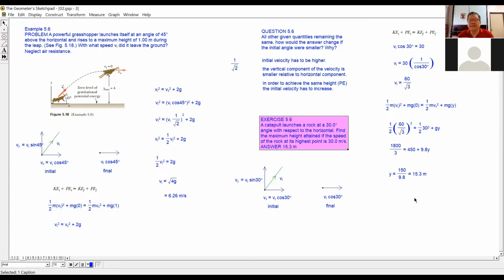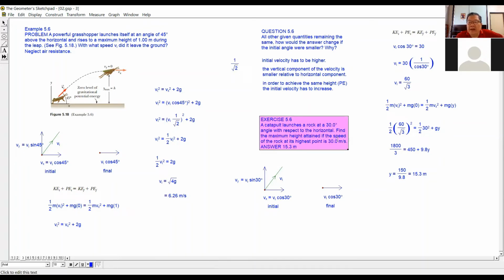A catapult launches a rock at a 30-degree angle with respect to the horizontal. Find the maximum height attained if the speed of the rock at its highest point is 30 meters per second. The catapult launches a rock at an angle, at 30 degrees with respect to the horizontal. Find the maximum height attained if the speed of the rock at its highest point is 30 meters per second.